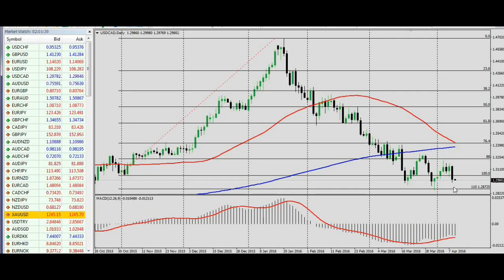Indeed, I would actually go against the trend and try to long the pair from 1.2865 level, because there would be a possibility of us seeing a fake break below of this level.